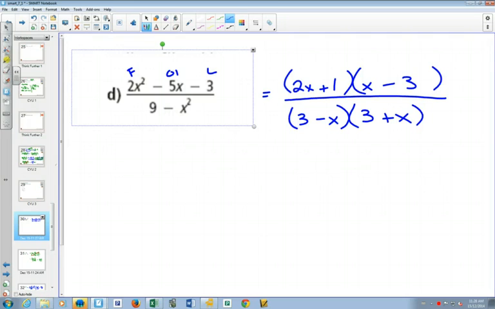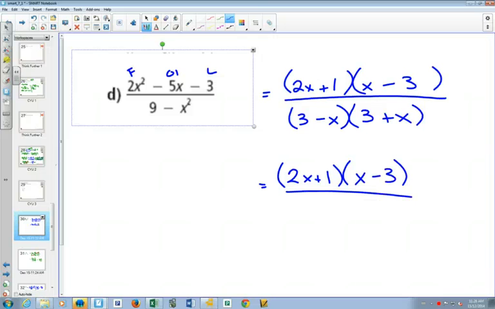Okay, I'm going to write them again. 2x plus 1, just so the x's are in the front. Can you see that 3 plus x is the same as x plus 3? Can you see that 3 minus x is the same as minus x plus 3? Are there any that are identical? No. There are none that are identical.